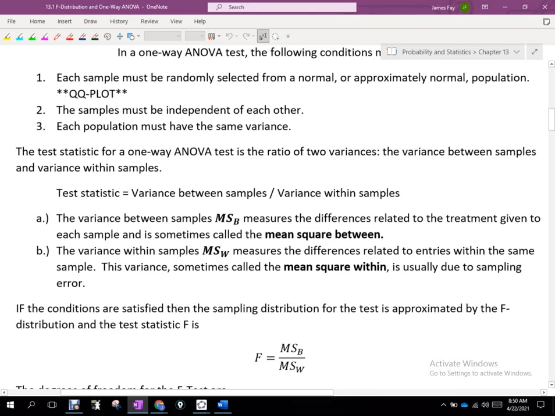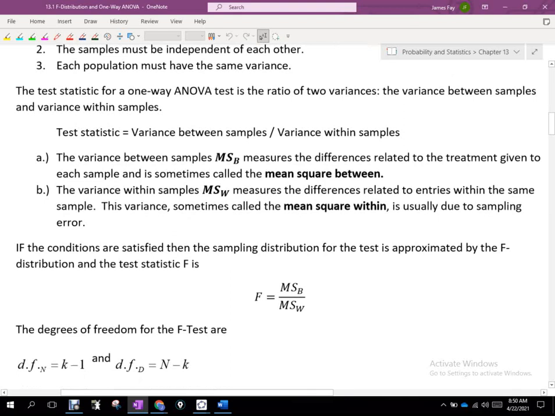So the variance between samples, which is a lot. Now you can look through 5 different textbooks, and you'll probably see 5 different notations for some of this stuff, okay. Our textbook, and I try to stay consistent with MyMathLab, says MS sub B, okay, says the variance between samples, and the B represents between, measures the difference related to the treatment given to each sample and is sometimes called the mean square between. MS stands for mean square, B stands for between, okay. So that's the variance between.